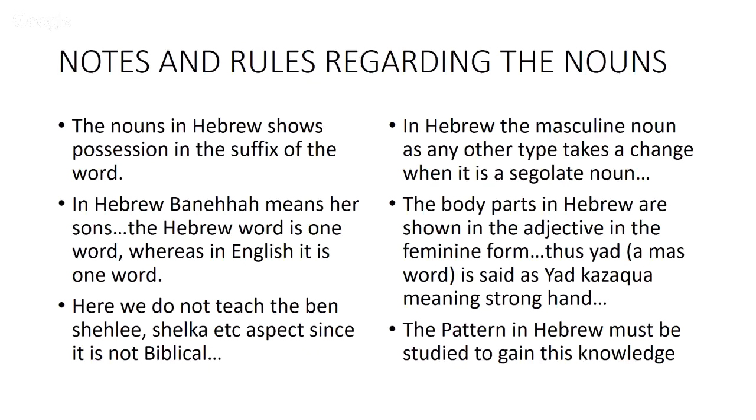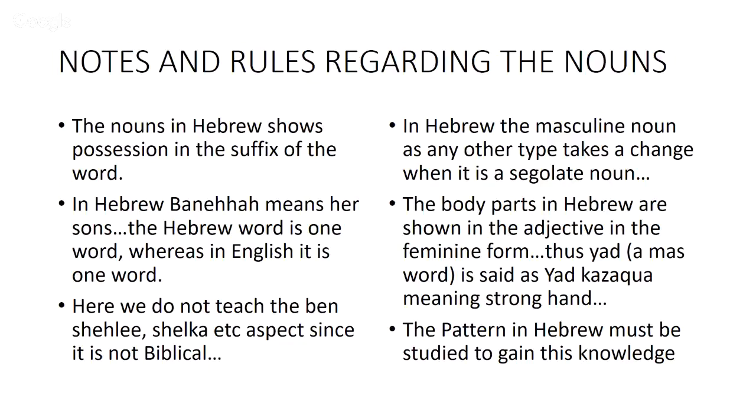All right. In Hebrew, the masculine noun, as any other type, takes a change when it is a segolet noun. Now, when we say a segolet noun, that is to say, as we explained in lesson number 4, lesson number 6 as well, anytime a noun has a zere and then a segol, or a segol and a segol. For instance, the word degel means flag, regel means foot, yeled means child. Those are what you refer to as segolet nouns.